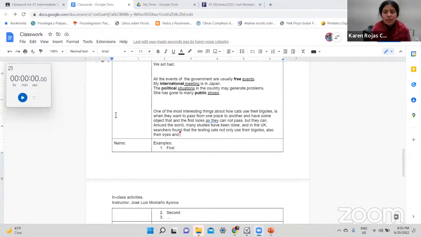One of the most interesting things about how cats use their, I don't know how to say bigotes, so I put only bigotes, is when they want to pass from one place to another and there is some object that on the first look seems like they cannot pass, but they can. Around the world, many studies have been done, and in the UK, researchers found that the testing cats not only use their bigotes, but also their eyes, and I also say paws. Okay, pause. Okay, write that one, and we're going to check.